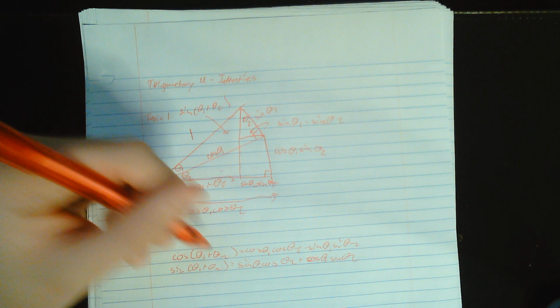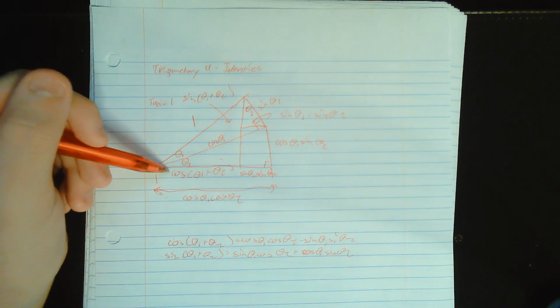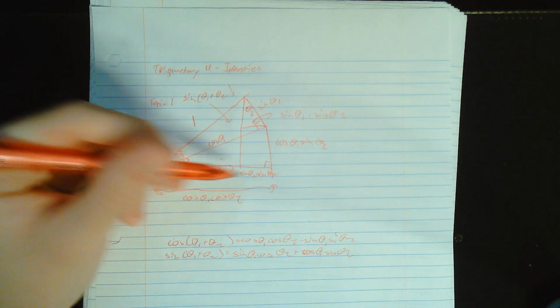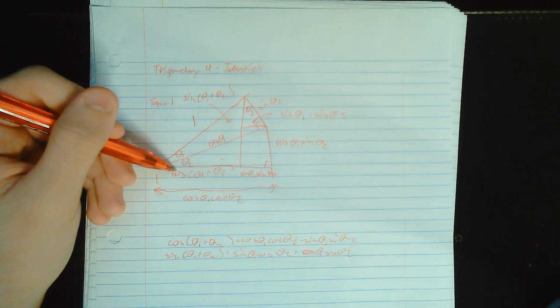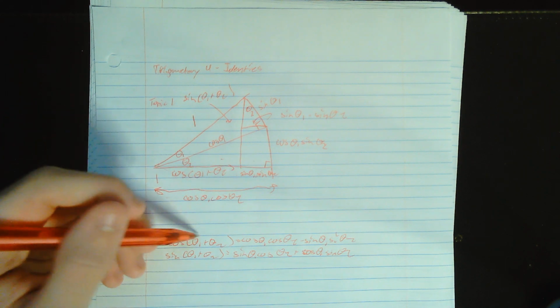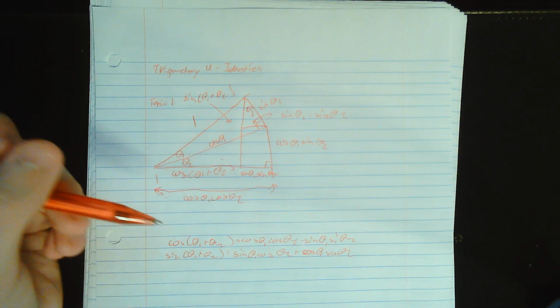So the cosine of theta 1 plus theta 2 is this entire side like down here. And we've broken that up into two parts. The entire length, which is the cosine of theta 1 cosine of theta 2, and this short length, the sine of theta 1 sine of theta 2. So by getting this, we just subtract this from this. Thus, cosine of theta 1 plus theta 2 equals this length minus this length.